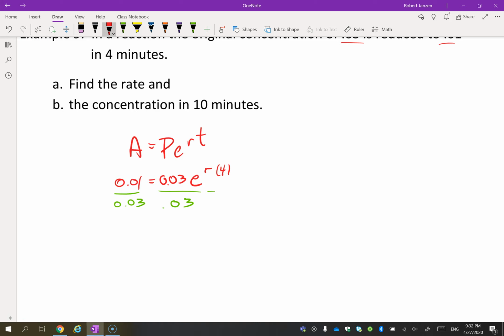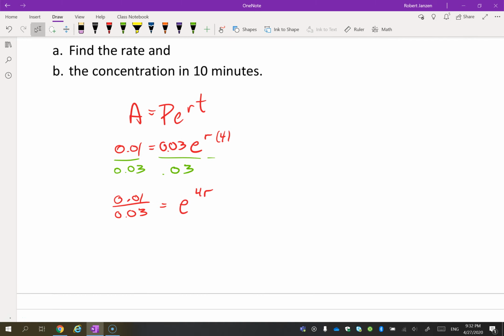So you get now 0.01 over 0.03. You can put that in the calculator. That's going to give you a repeating decimal, so just leave it. Okay, so we get this, and you know that anytime you have an exponent that's a variable, you're going to take the log of both sides.